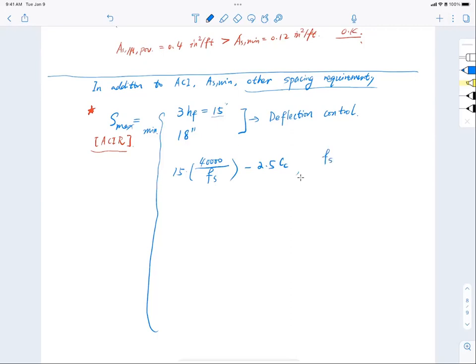Fs is 2/3 of the yield strength for the bar, and CC is just the concrete cover. Now, for this case, 15 multiplied by 40,000 divided by 2/3 of 40,000, and these 40,000 cancel each other. This becomes 1.5, minus 2.5 multiplied by concrete cover. Here we provided 3/4 inch concrete cover, and this number ends up to be 20.6 inches.